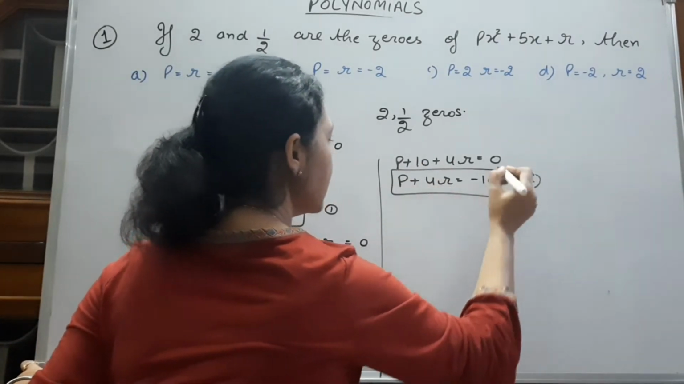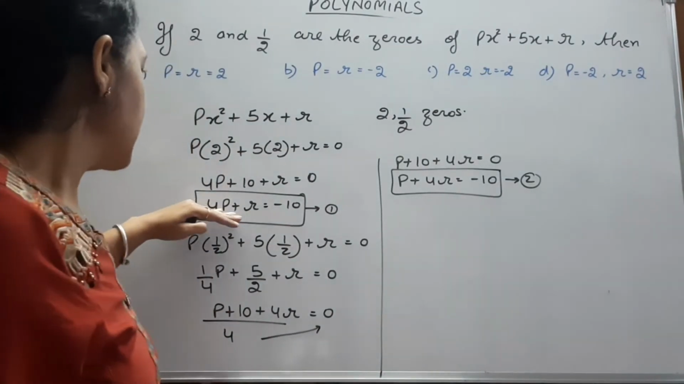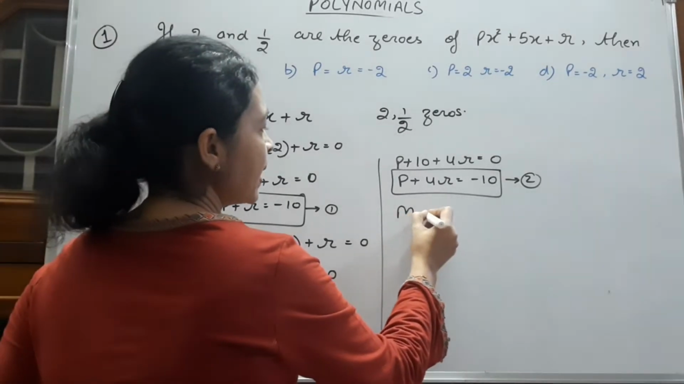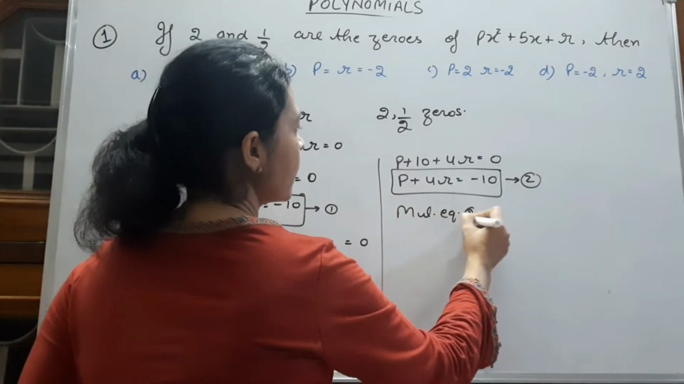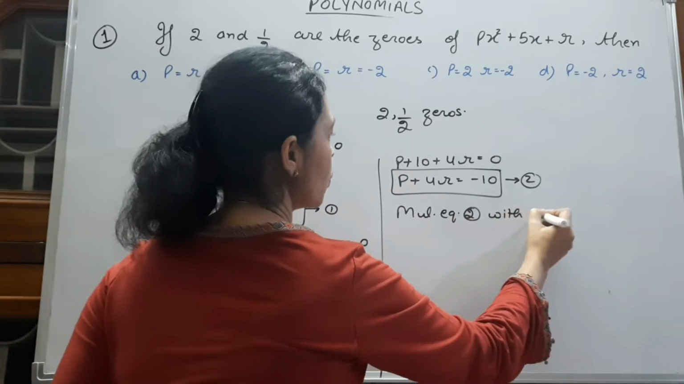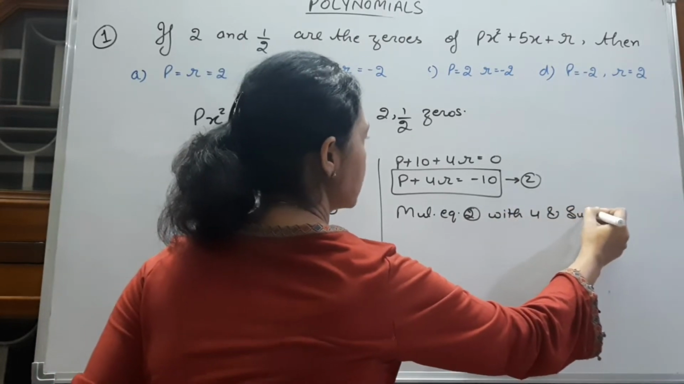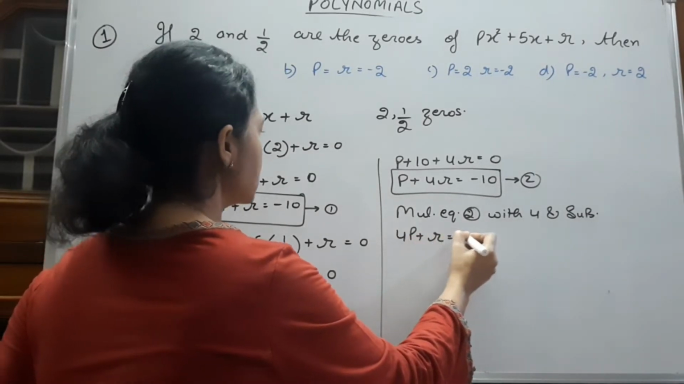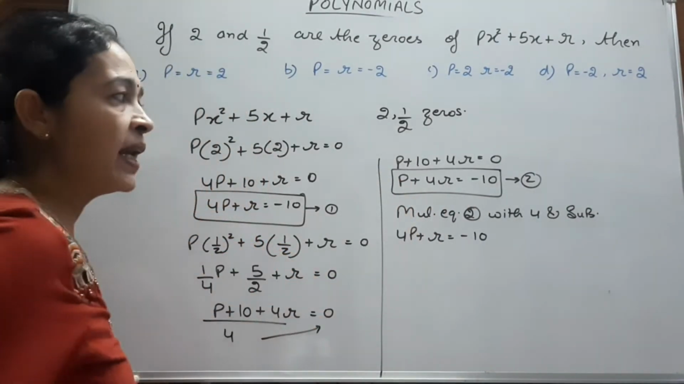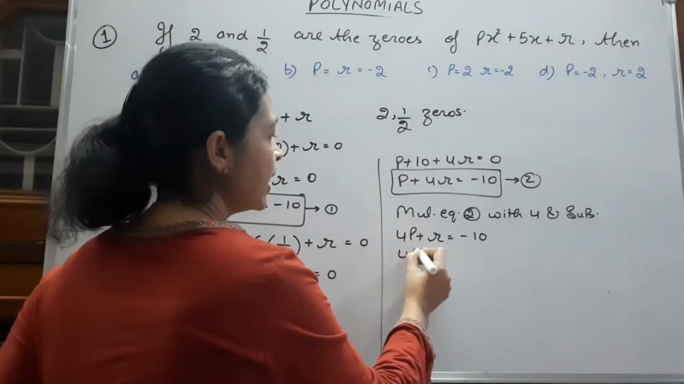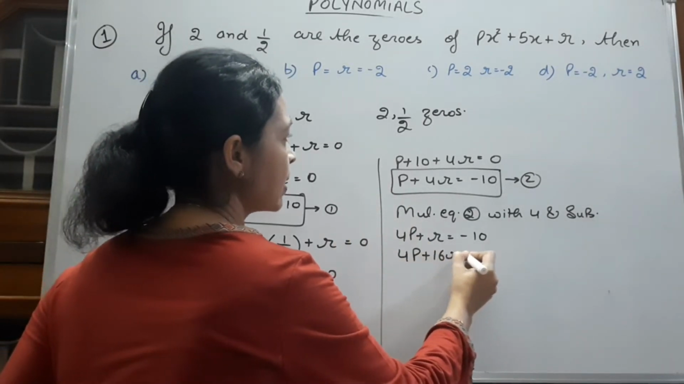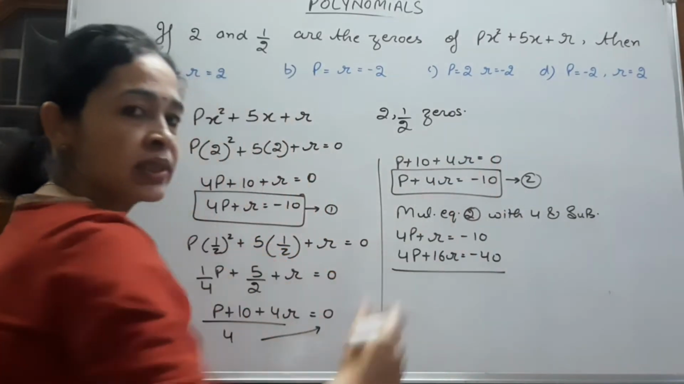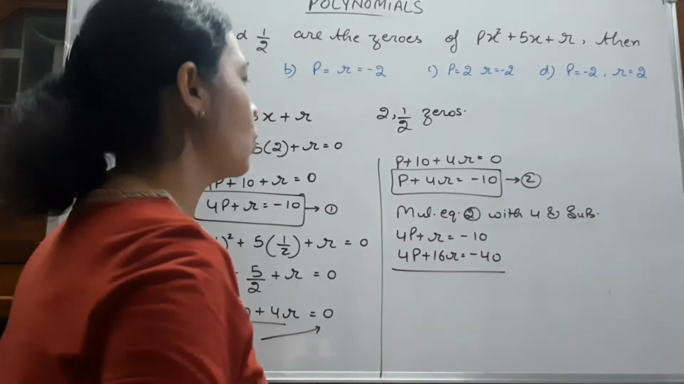Now we have two linear equations. This one is 4p plus r, this is p plus 4r. What we will do? We will multiply equation 2 with 4 and subtract both the equations. First equation is 4p plus r equals minus 10. We are multiplying equation 2 with 4. We get 4p plus 16r equals minus 40. We will multiply both sides, left hand side and right hand side, with 4.